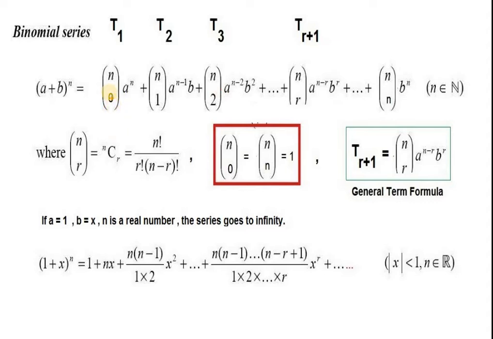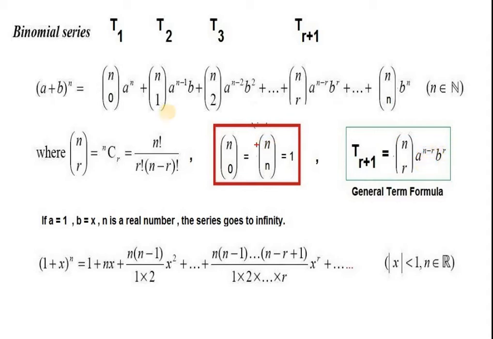Looking to the first term, if here is 0, so here will be 1. If here is 1, here we will write 2. If here is 2, here will be 3. This is the third term. If here is r, here will be r plus 1. This is the r plus 1 term denoted by t(r+1), and t(r+1) is equal to nCr a power n minus r, b power r.